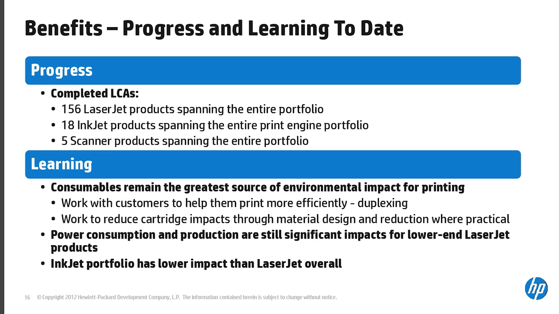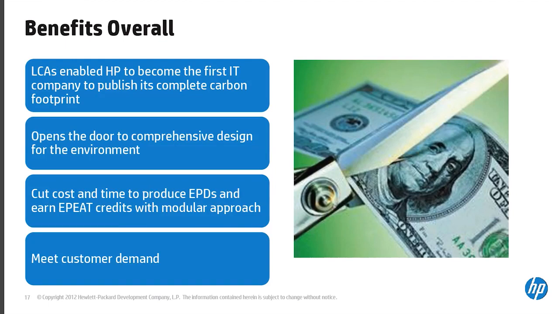The other one, power consumption, that's something that's been driven very strongly by governments, things like the EPA, to push down power consumption. So there's not really a whole lot we can do there anymore, and it's not been something we've done as a company based on environmental impact. We've done it in large part based on what we've been forced to do by government regulation. And finally, as I mentioned, the big one is the inkjet portfolio does have a far lower impact overall than the laserjet portfolio.